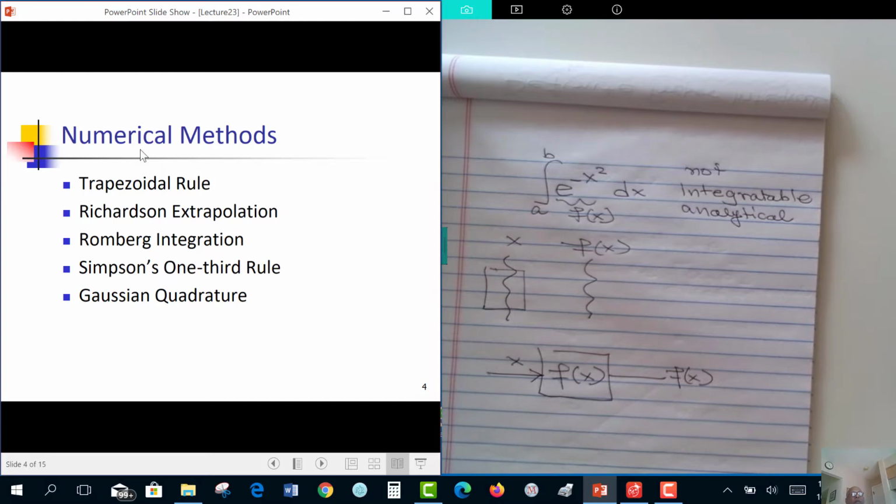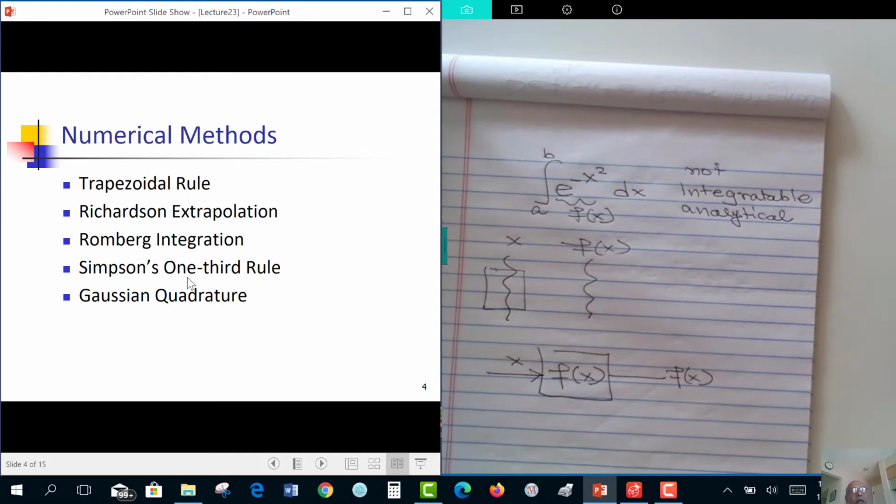So what we are going to do is learn a method called the trapezoidal rule, which you probably already know, but we are going to look at it in detail. We are going to look at the truncation errors involved in it, the round-off errors involved in it, and how that error analysis can help us develop other methods such as Richardson extrapolation and Romberg integration.